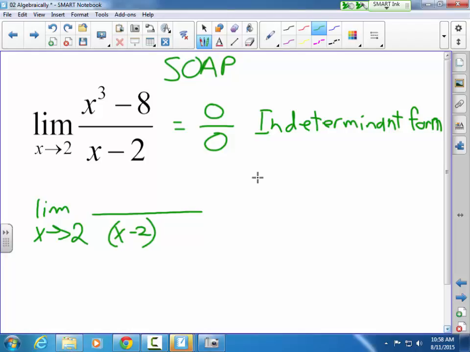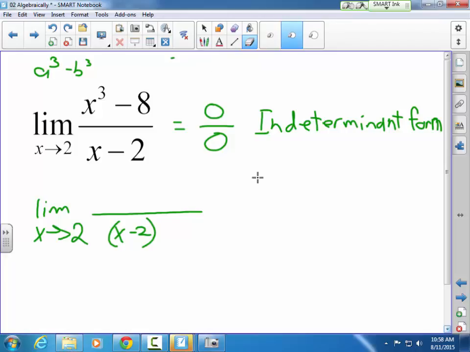Here's the formula that I remember for the difference of cubes. A cubed minus B cubed. All right. How are we going to do that? It's going to be A, the same sign, B. That's the cube root of the first one and the cube root of the second one.